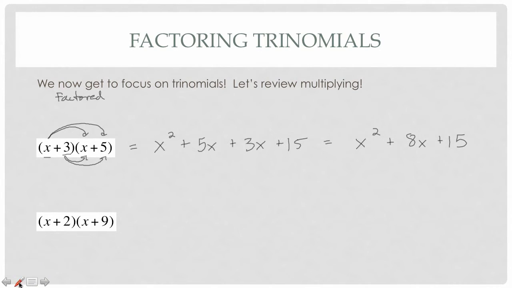All right, let's do the other one down below. Let me switch pens. Start with x. X times x gives me x squared. X times 9 gives me 9x. Then I hit the 2. 2 times x gives me plus 2x. And finally, 2 times 9 gives me 18. So if I simplify my two middle terms, 9x plus 2x gives me 11x.